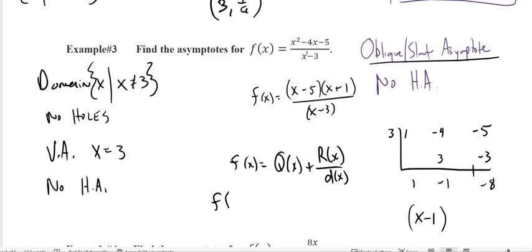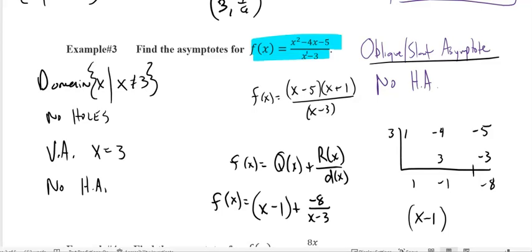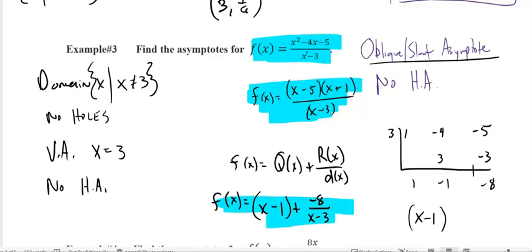So this function, and it's going to look a little weird, is the same function as x minus 1, my quotient, plus the remainder, -8, over what I divided by, x minus 3. So what I'm telling you is that these are the same function. This function is the same as this if factored. The factoring didn't help us too much for this case. Is the same as that. Let's see if that is right.